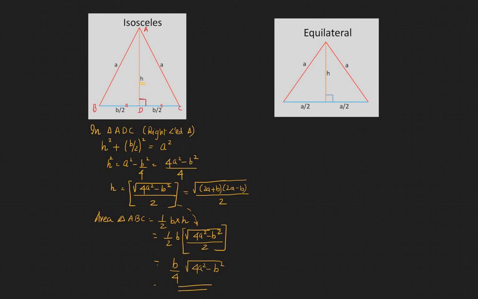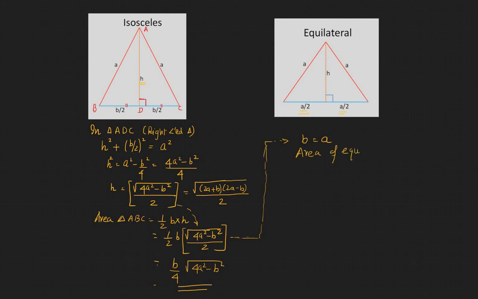Now when you come to the equilateral triangle, you can actually take this. An equilateral triangle is also an isosceles triangle, just the fact that this side b is equal to a. That's all the difference between an isosceles and an equilateral triangle. So you can substitute that and you can find the area of the equilateral triangle.